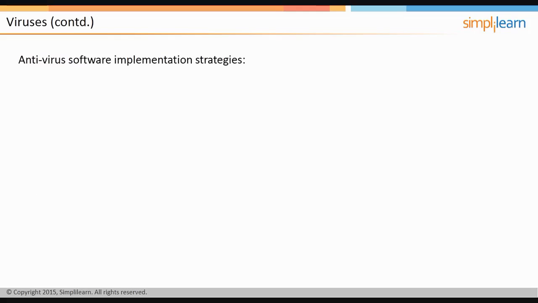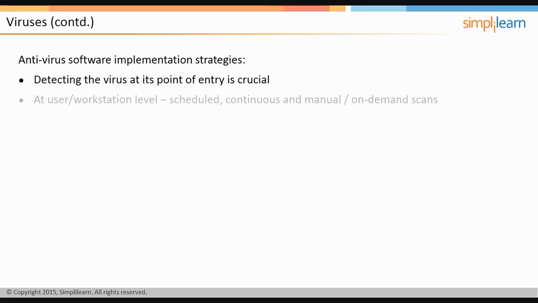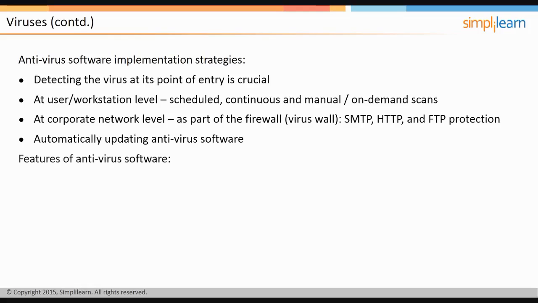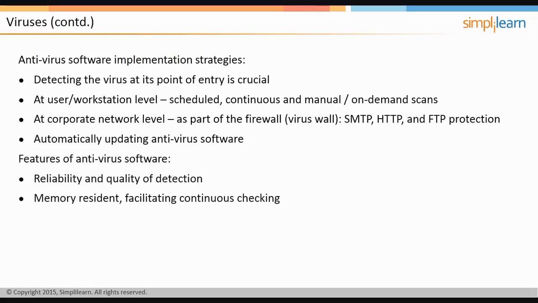Antivirus software implementation strategies. Detecting the virus at its point of entry is crucial. At user workstation level through scheduled, continuous, and manual on-demand scans. At corporate network level as part of the firewall, virus wall, SMTP, HTTP, and FTP protection, besides automatically updating antivirus software. Features of antivirus software. It should be reliable and offer quality of detection. It should be memory resident to facilitate continuous checking. It should as well have efficient working speed and use of resources.